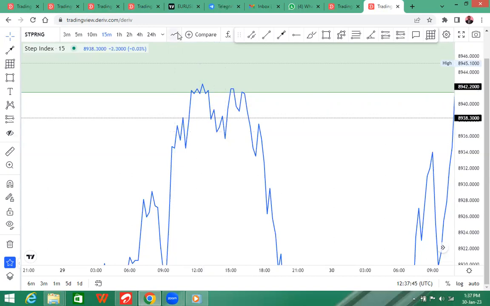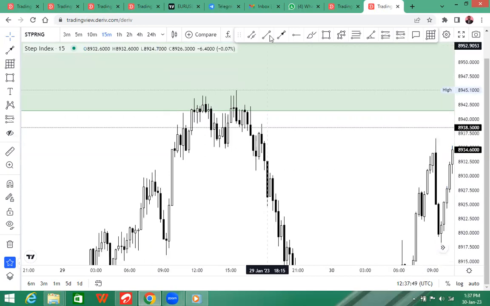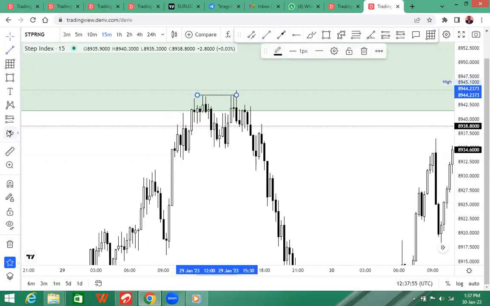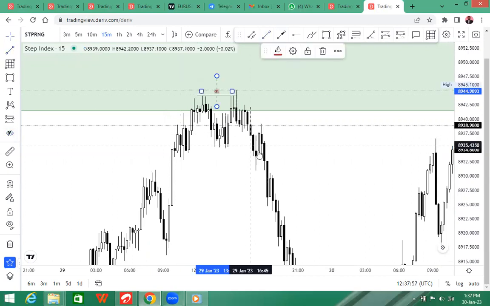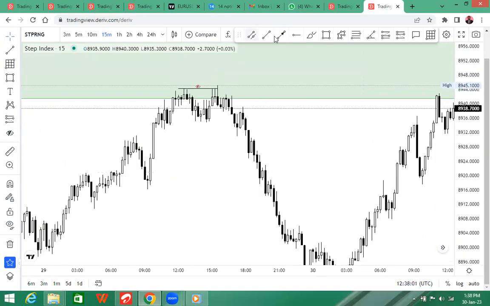But because I wanted to go and sleep, I didn't stay till close. But price gave the clearer move. Look at what price did here. Price swept this liquidity. This is now on 15 minutes. Price swept this liquidity and rallied down and did what? Gave us a break of structure.